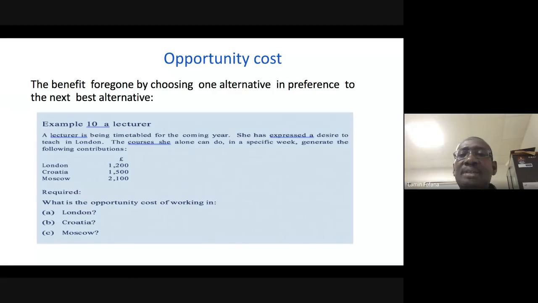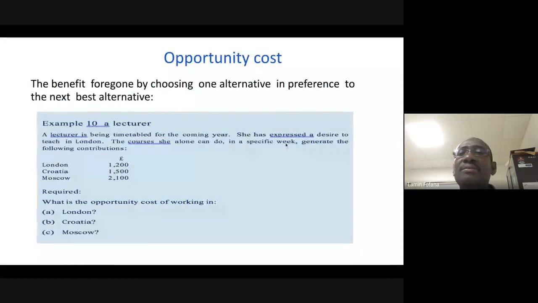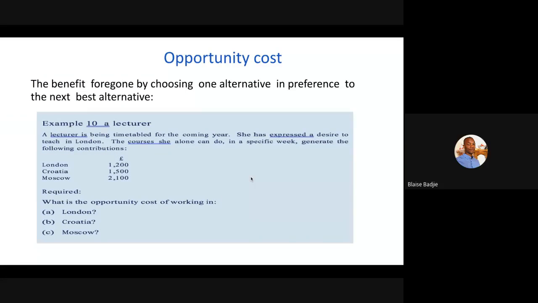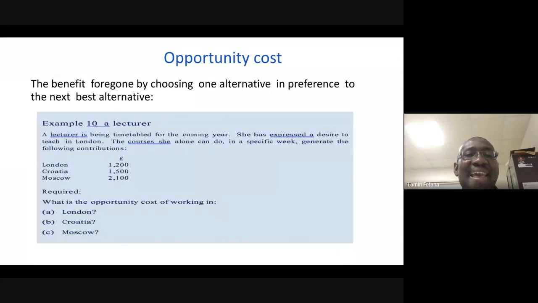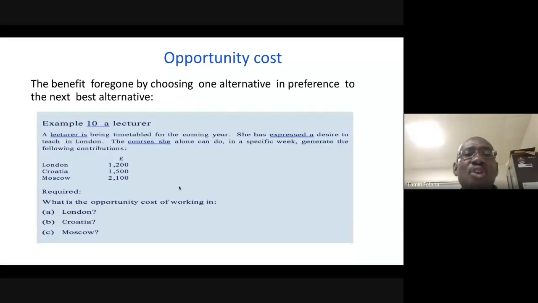Bilas, Mr. Bayu, what's the opportunity cost for her working in London? She has to forgo that of Croatia and Moscow. What's the opportunity cost? 1,300, 3,600. No. What's opportunity cost? Come on. Is it the benefit forgone by choosing one alternative in preference to the next best alternative?